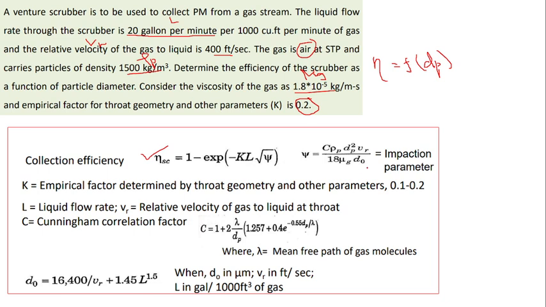And D naught is the diameter of the droplet. Here the diameter is not given. If it is not given, you have to calculate this diameter with the help of this formula. D naught is equal to 16,400 divided by VR, which is the relative velocity already given, plus 1.45 into L power 1.5. L is the liquid flow, that is also already given. You have to calculate D naught and substitute it in this equation to arrive at the value of psi, and then substitute the value of psi here to arrive at the efficiency of this venturi scrubber. Okay, this is how you will be solving this problem.